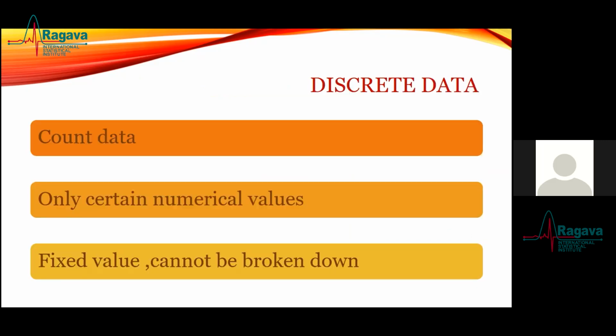So as I said earlier, quantitative data is further subclassified as discrete and continuous. Let's discuss discrete data now. Discrete data primarily means count data, that is, data collected by means of counting. It can take only certain numerical values. More specifically, to be very precise, discrete data can take only whole numbers. Only then will it give you a meaning. It is a fixed value and cannot be further broken down.